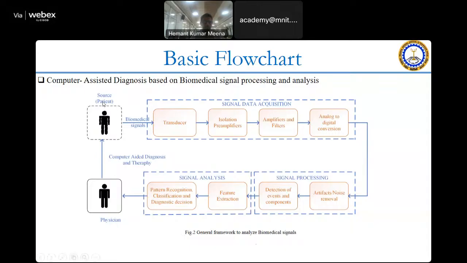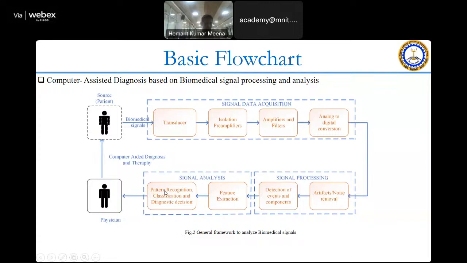So what happens in computer-assisted diagnosis? One patient is there, with a biomedical signal. Some transducer is there, then preamplifiers amplify it, filters are there, and analog to digital conversion. This is the data acquisition. Thereafter, you do noise removal, detection of events and components, and then feature extraction. Remember, three steps are there: signal data acquisition, signal processing, and signal analysis. Here you extract features, then pattern recognition, classification, and diagnostic decision.